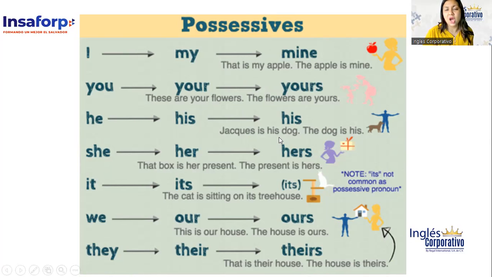Jacques is his dog. The dog is his. Jacques es su perro, de él, ¿vea? El perro es de él. The dog is his.